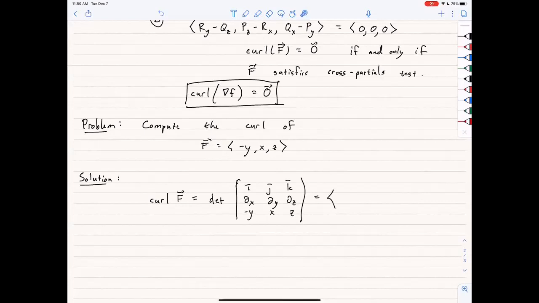Now, when I want to calculate the x component, I look at this 2 by 2 matrix and take the determinant, which means I apply the derivative with respect to y of z, that's 0, minus the derivative with respect to z of x, which is also 0. So that's just 0.